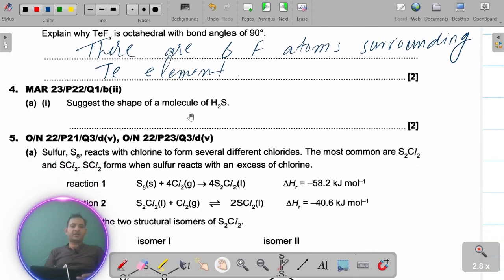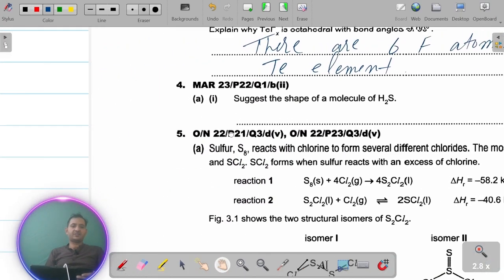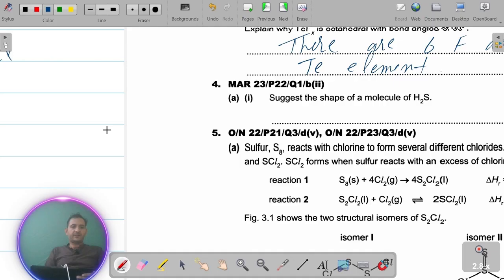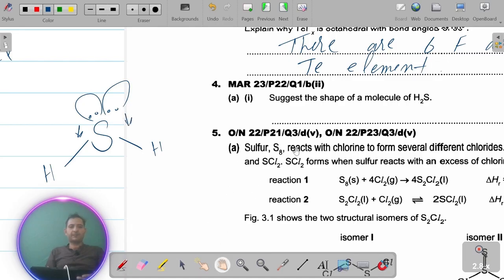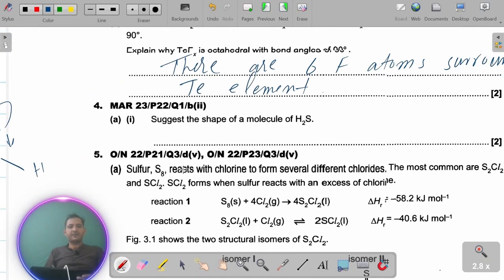Suggest the shape of the H2S molecule. We have this sulfur with lone pairs and bond pairs with the hydrogens, and we know these lone pairs of electrons are repelling, so the shape is bent. The shape is bent, or V shape. We can say bent or V shape.